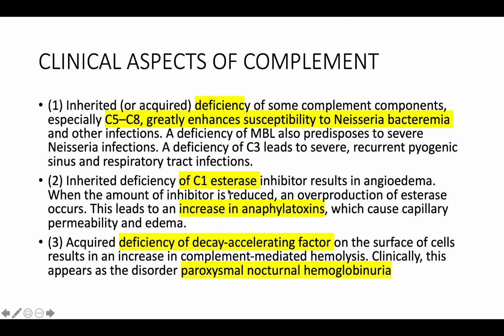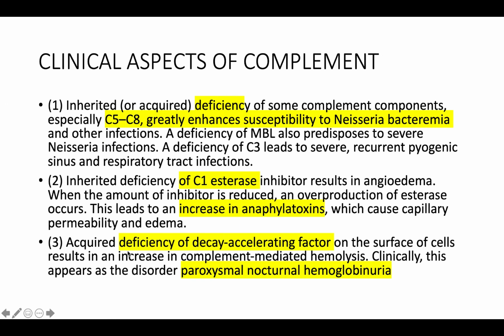Inherited deficiency of C1 esterase. So C1 esterase inhibits C1 basically. So it reduces complement. If you do not have this inhibitor, you have an over exaggeration of the classical pathway. So this results in angioedema: when the amount of inhibitor is reduced, the overproduction of esterase occurs, and this leads to an increase in anaphylatoxins. Then we have more activation of the pathway, and a lot of C4a. C4a will cause a lot of capillary permeability and edema.